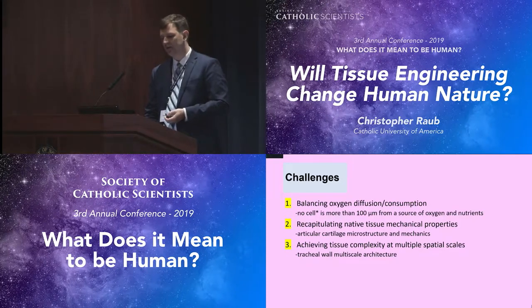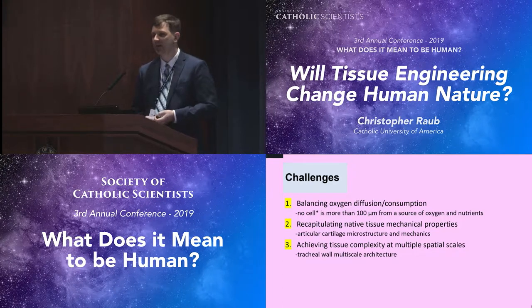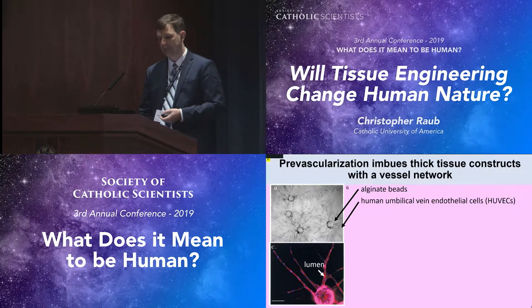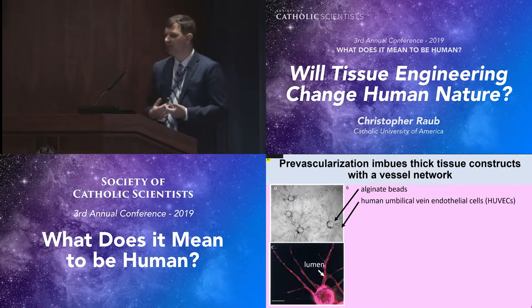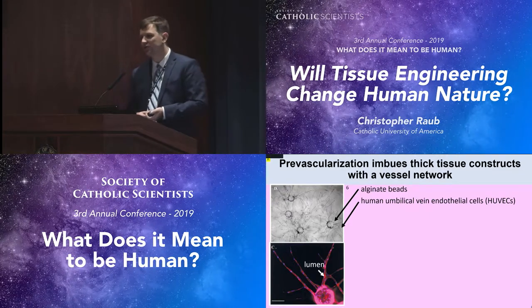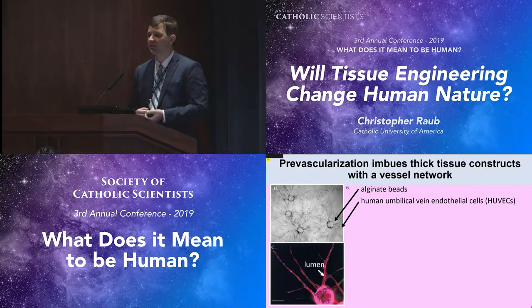Secondly, recapitulating native tissue mechanical properties is a significant challenge. Our bodies are very tough, and to recapitulate that in vitro is difficult, for example, articular cartilage. And then achieving tissue complexity at multiple spatial scales is a third challenge that we'll discuss today. There are top-down and bottom-up approaches in tissue engineering, and this is a bottom-up approach to imbue thick constructs with vessel-like networks, called prevascularization.